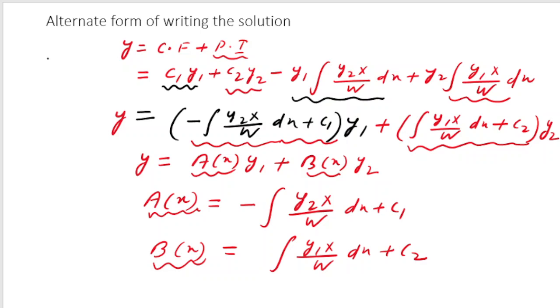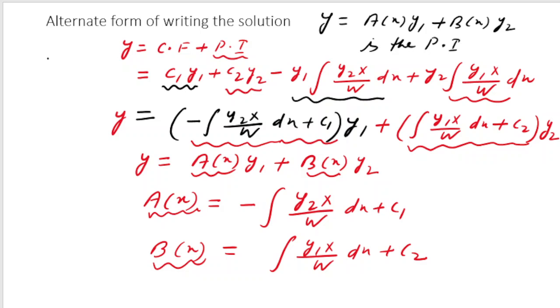Sometimes one more thing is done, especially in MCQ, because MCQ has become nowadays the preferred mode of taking the exam. Sometimes they also ask a question like: suppose they write that y = A(x) y1 plus B(x) y2 is the particular integral. They call this the particular integral. Then what is A(x) and what is B(x)?